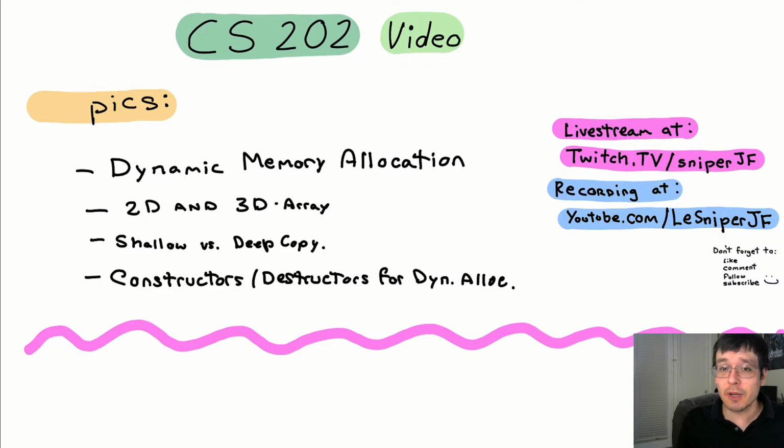Hi everyone, and welcome to another video of CS202 Online. Today we're going to continue talking about dynamic memory allocation, but whereas last time I introduced the concepts of allocating memory and deallocating memory and the risks such as memory leaks and dangling pointers, today's job is going to be to take that knowledge and actually start coding with it.